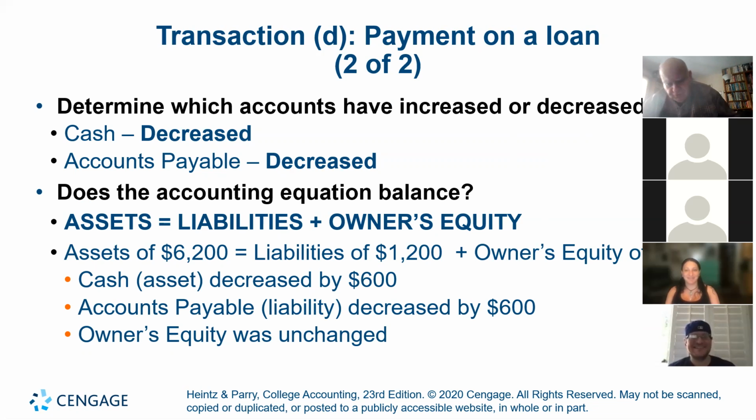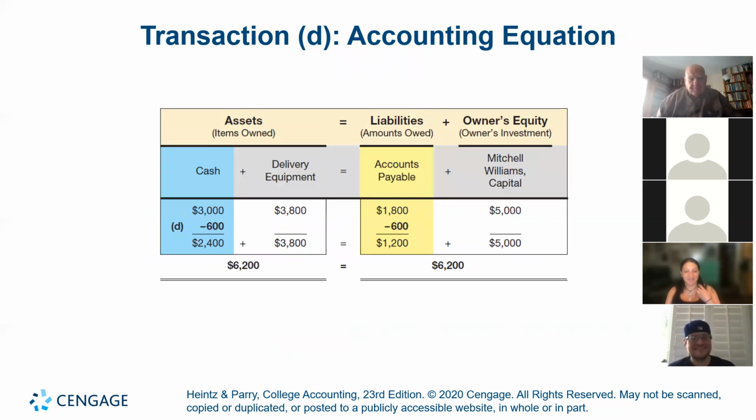So let's just take a look at the transaction here. Notice what happened. Cash decreased by $600. We only have $2,400 left in the bank, but at least we don't owe $1,800 anymore. We only owe $1,200, and we are in balance.